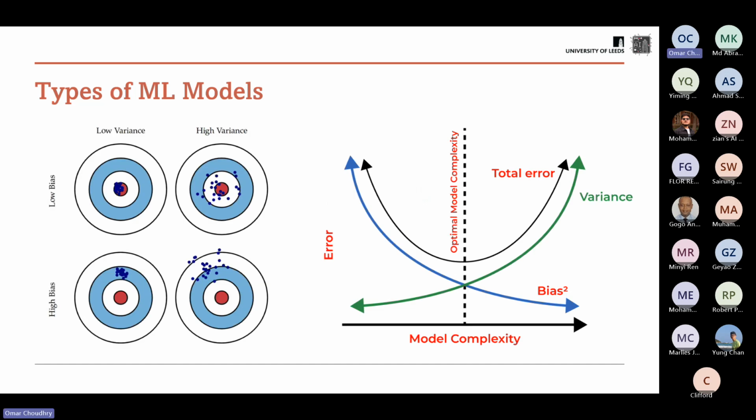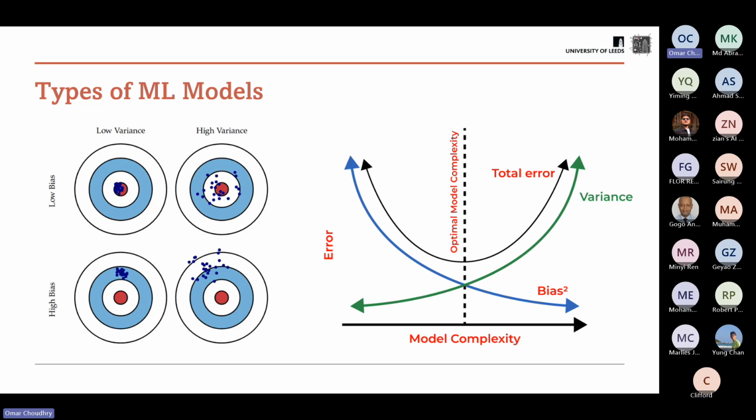Now we're going to talk about some of the different concepts behind how models can be trained to get better, and we're going to look at the different components that we consider when we're working with machine learning. So the first thing is this idea of bias and variance.